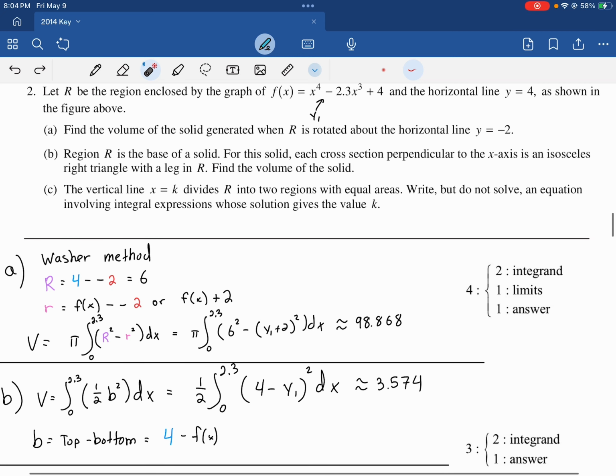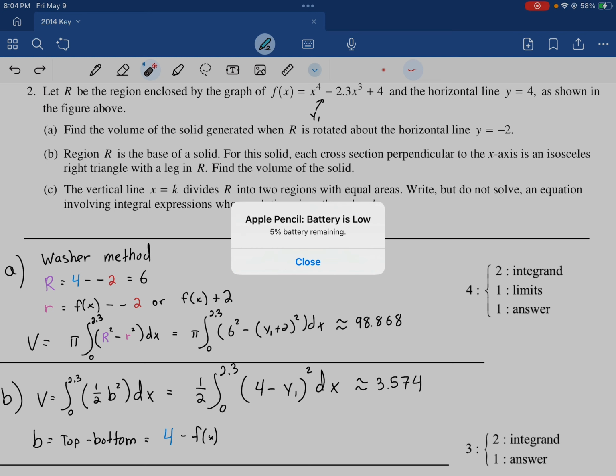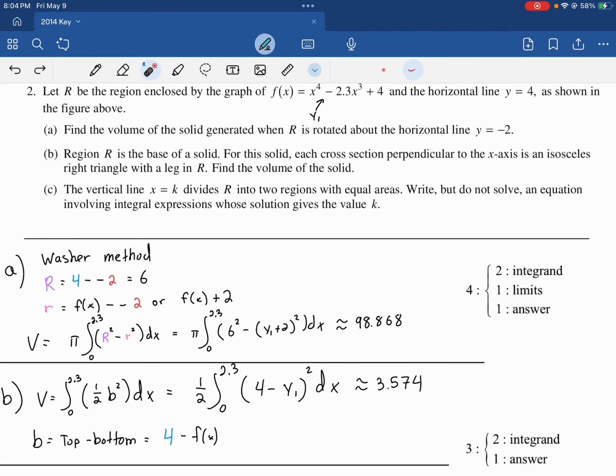This one's only 3 parts. On to B. Region R is the base of a solid. For this solid, each cross-section perpendicular to the x-axis is an isosceles right triangle with a leg in R. This part makes it actually really easy. Find the volume of the solid. When in doubt, if there's going to be a shape kind of branching from this base, my shape being isosceles right triangles, the volume is going to be the integral of the area of these right triangles.